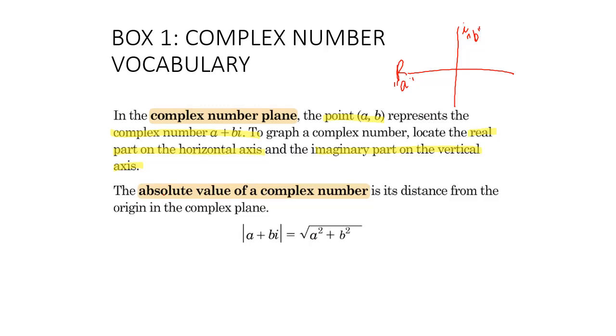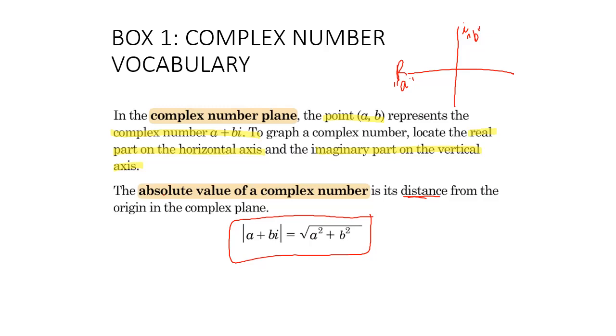Okay? Next is your absolute value of the complex number. And that's absolute value just means distance. And the distance we're looking for is how far is it from the origin. Okay? How far is the value from the origin? And to calculate that, it is the square root of a squared plus b squared. And that is it.